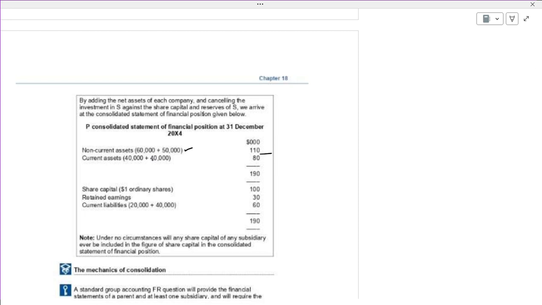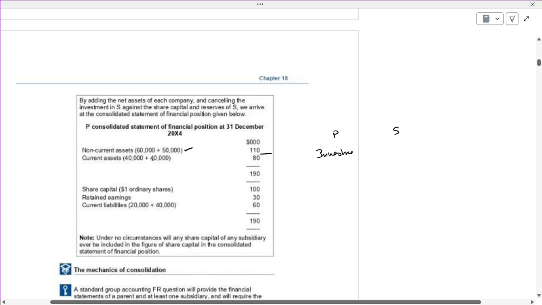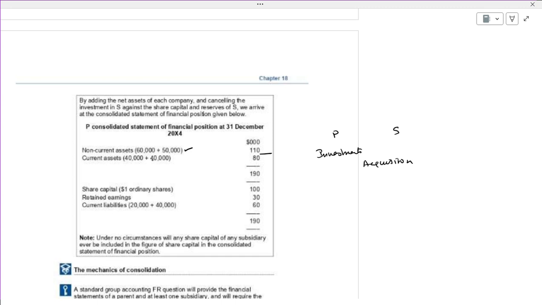Because what is happening? You have a parent, you have the subsidiary. First you will make investments. But once you make an acquisition, the subsidiary company will not be there. The entire thing is going to be taken by the parent. So, in the question, that investment matters a lot. This is what we have to do.